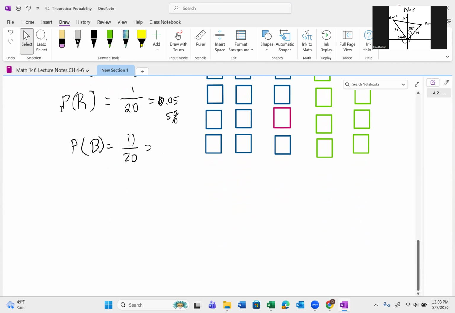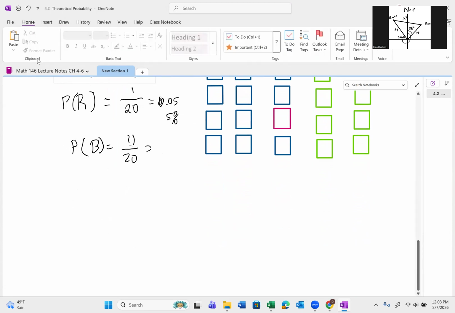There are a couple of nice probability rules out there.